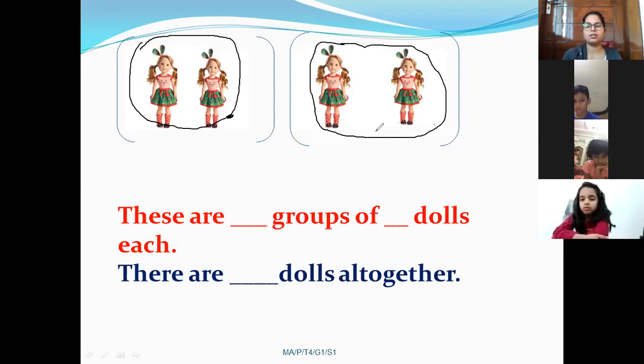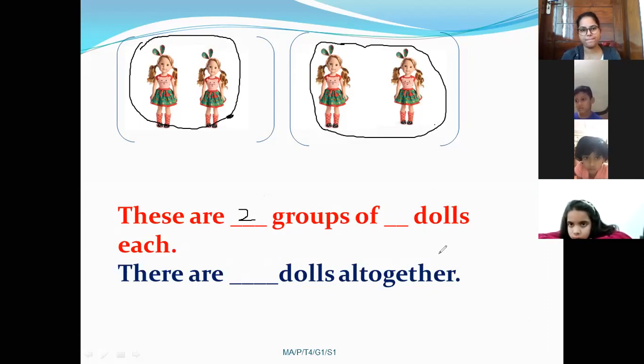2. Yes. So we will write here 2. These are two groups. Okay, now Ashita, in one group, how many dolls are there? 2. Yes. Very good, Ashita. Suryansh, please pay attention. Yes, children, see here.